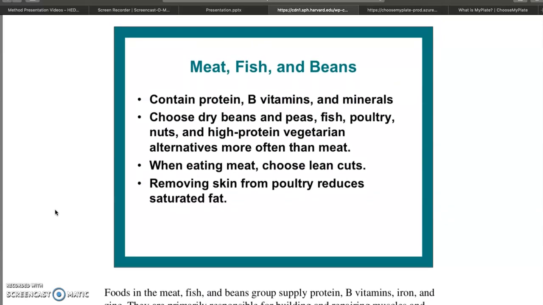Proteins, you want to stick to dry beans and peas, fish, poultry, nuts, and high protein vegetarian options more than you want to eat red meat. And if you're eating meat, actual meat, try to stick with lean cut meats. They're just better for you.